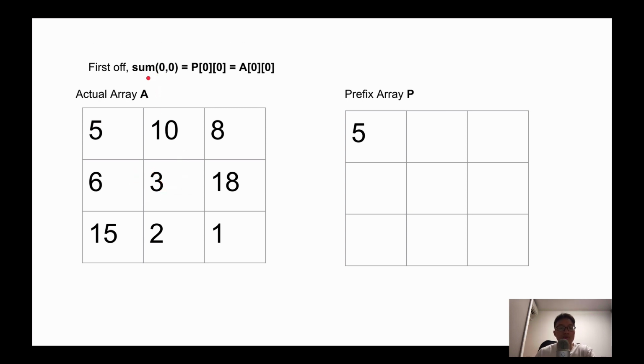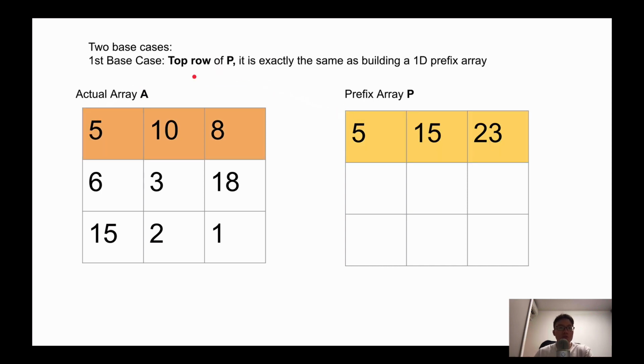Okay, first off, the most basic base case is that the top leftmost corner, the 0th row and the 0th column of array A, is equal to the prefix array P. This is a no-brainer. There are two base cases that I like to distinguish. The first of which is the top row of P. If we zoom in on the top row of P, it is exactly the same as building our normal one-dimensional prefix array that we have seen in our first slide.